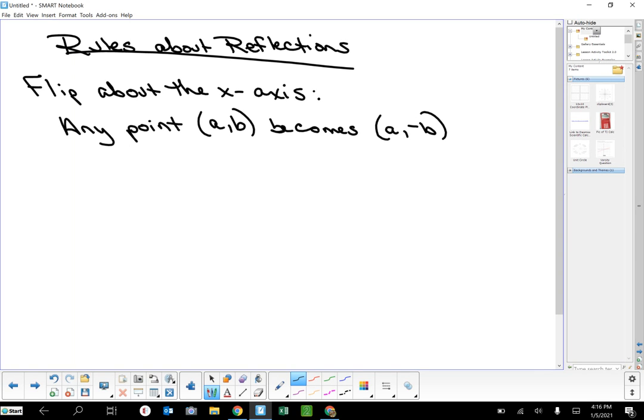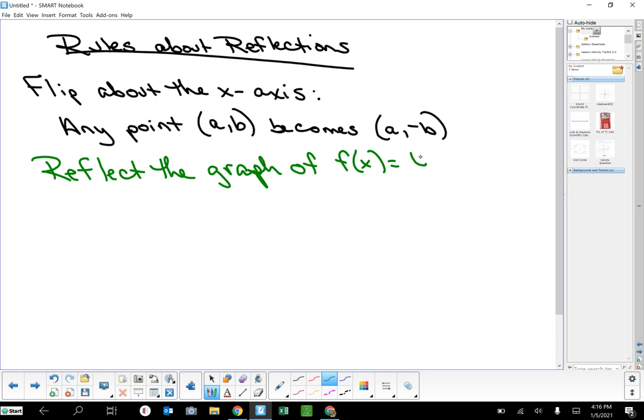And so you'll see that when, well, let me just do an example. If we want to, let's see, reflect the graph of f of x equals 4 to the x about the x-axis.